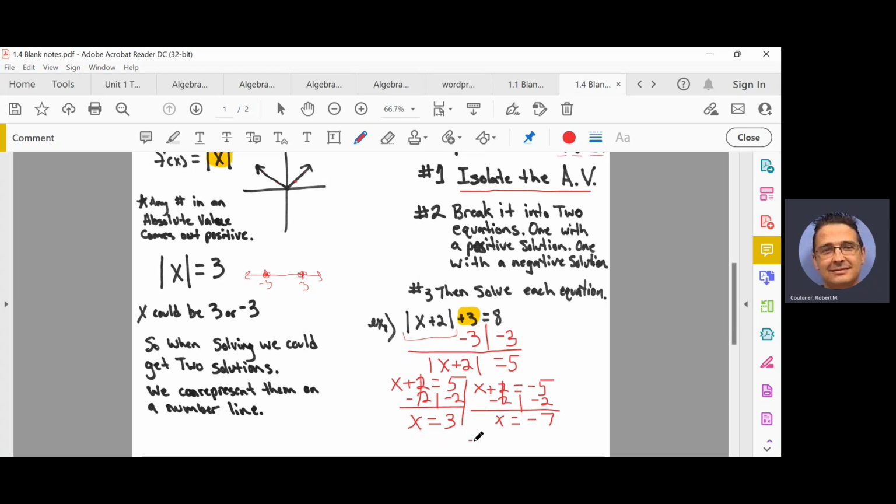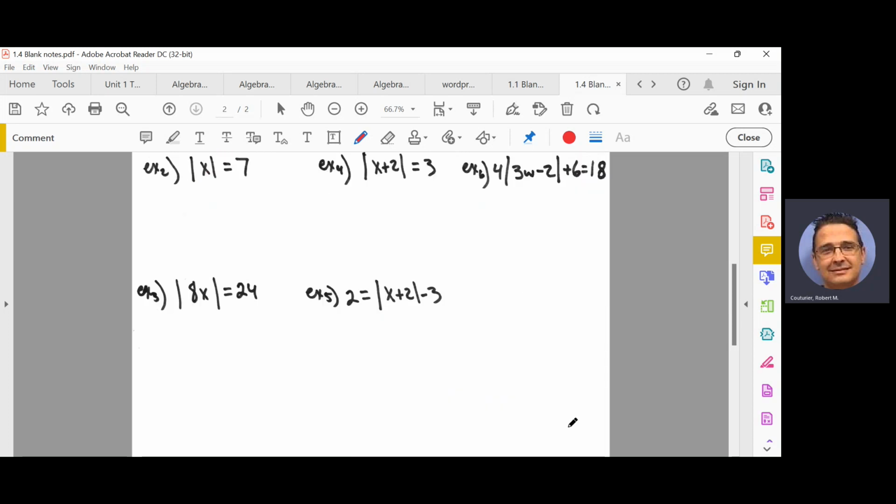If you wanted to put it on a number line, just to see, well, -7 would be over here. We have a +3 over here. And of course, only those two are the numbers that make it true. So there are solid dots at those numbers. All right, now we have to just keep solving. We have a few more examples to do today. Let's look at this.